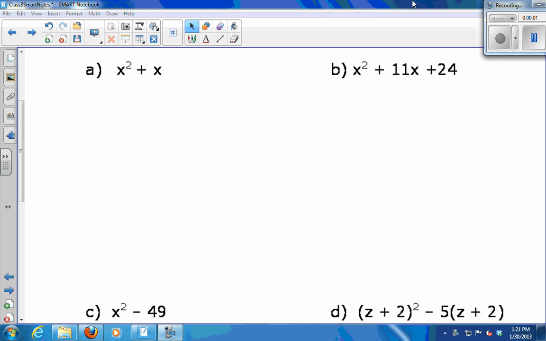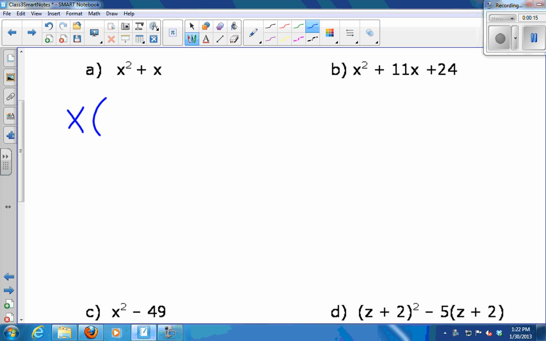Let's go over them. X squared plus x. What do these two terms have in common? An x. So I'm going to factor out, or reverse distribute, an x. Okay, so x should be multiplied by what to make x squared plus x? X plus 1, yeah. So x times what will give me x squared? X. And x times what will give me x? A 1. So you have x times x plus 1.